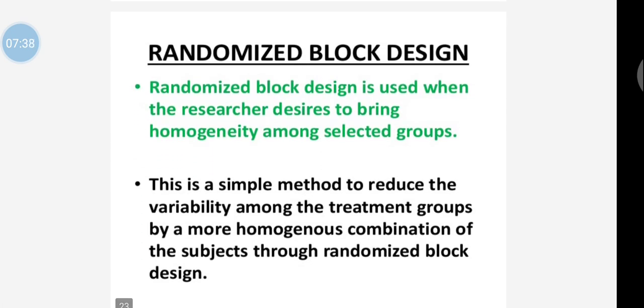Then randomized block design. Randomized block design is used when the researcher desires to bring homogeneity among selected groups. This is a simple method to reduce the variability among the treatment groups by a more homogeneous combination of the subjects through randomized block design.